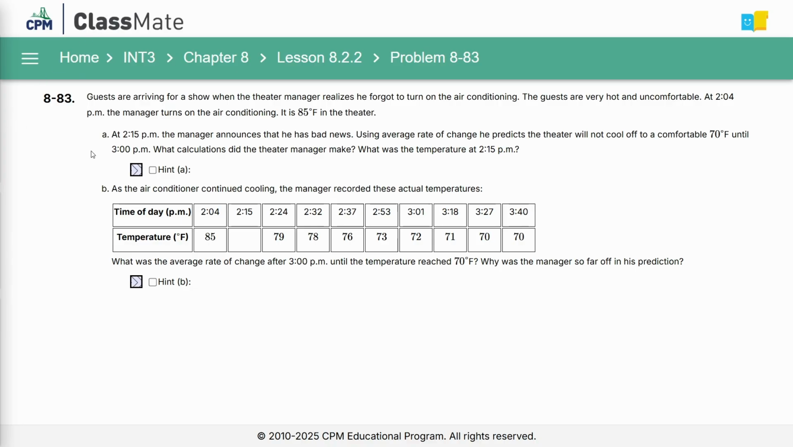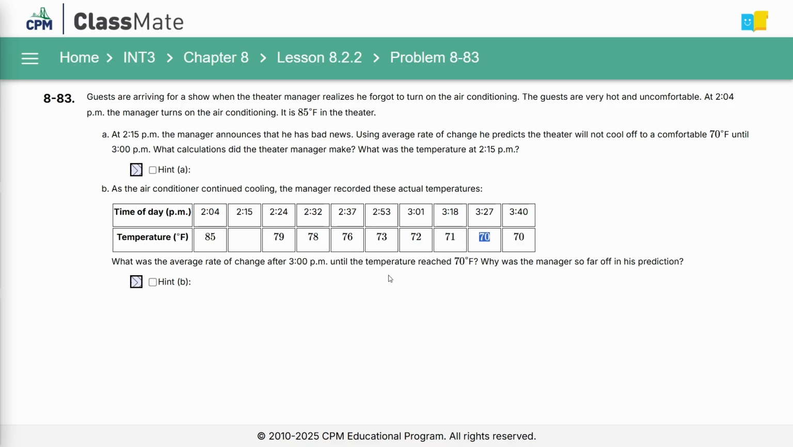All right, now for part B, we have, as the air conditioner continued cooling, the manager recorded these actual temperatures. Here we're given a table, and then we're asked what was the average rate of change after 3 p.m. until the temperature reached 70. Why was the manager so far off in his prediction?